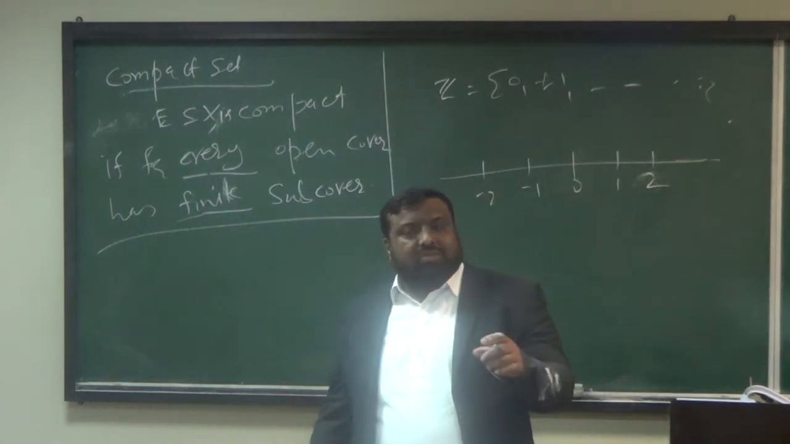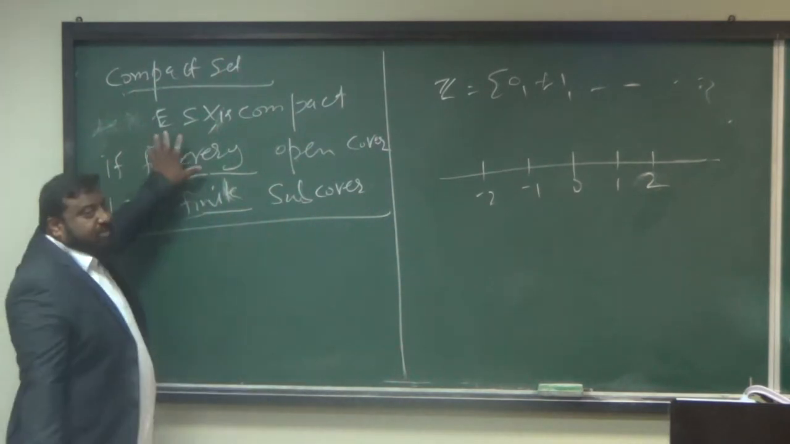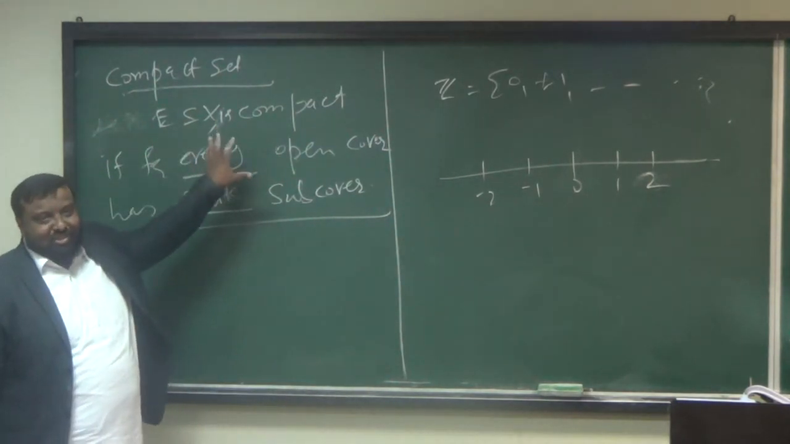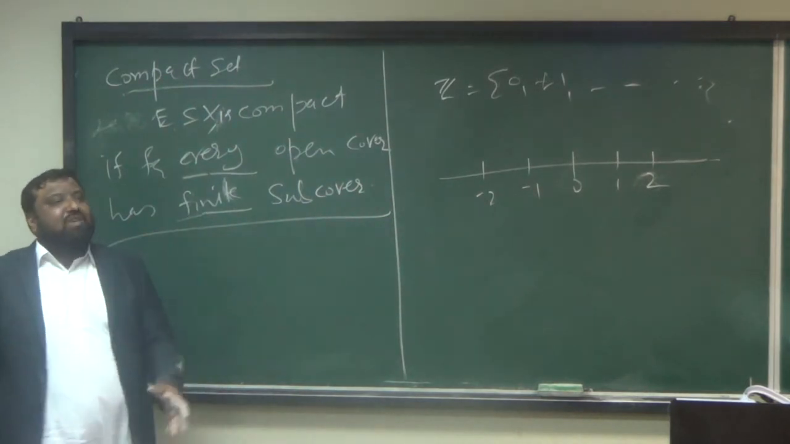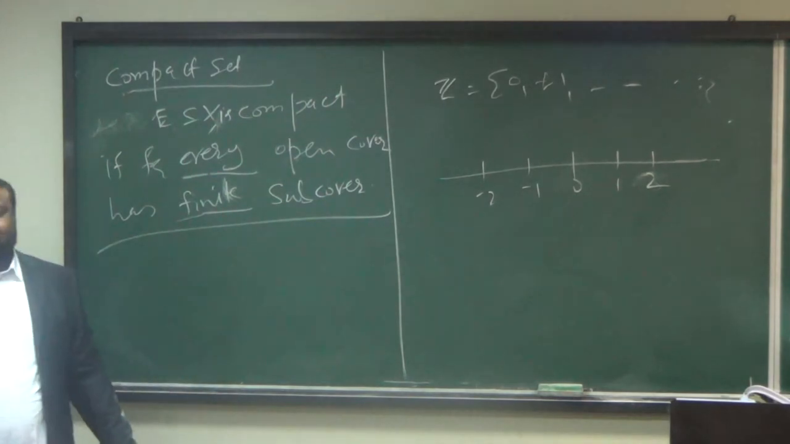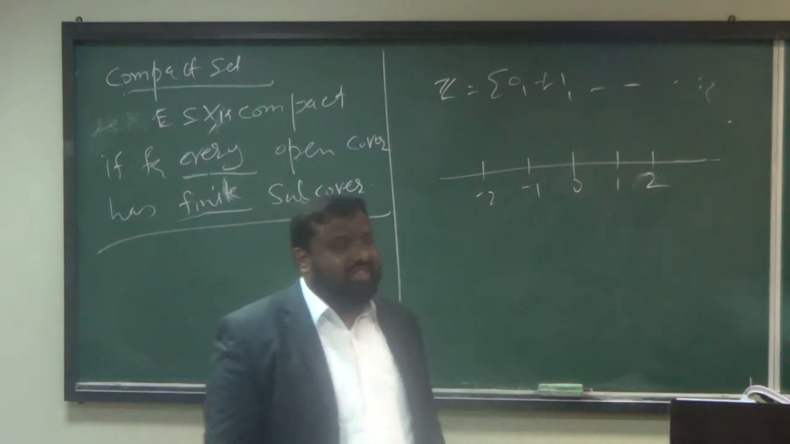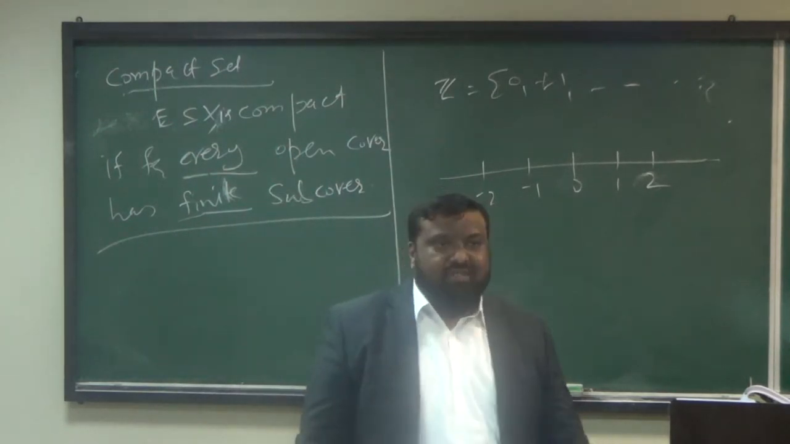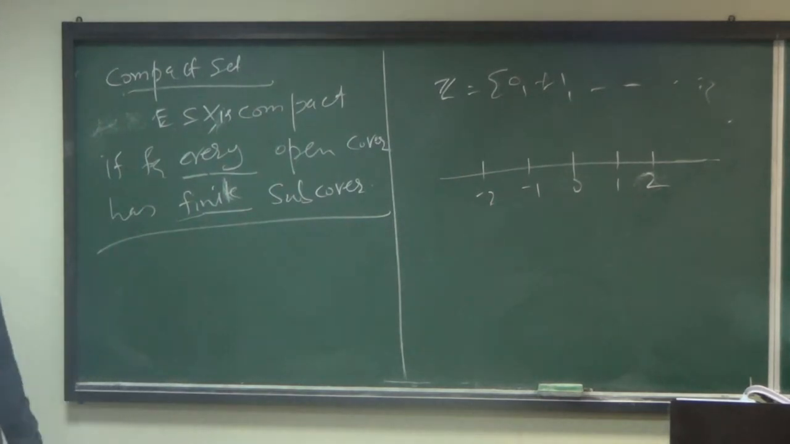So see, since you have to verify this condition for every cover, proving something compact is going to be very tricky. But disproving something to be non-compact is going to be very easy. What would be the negation of this statement? If you find such a cover, just try to find an open cover which doesn't have a finite subcover.